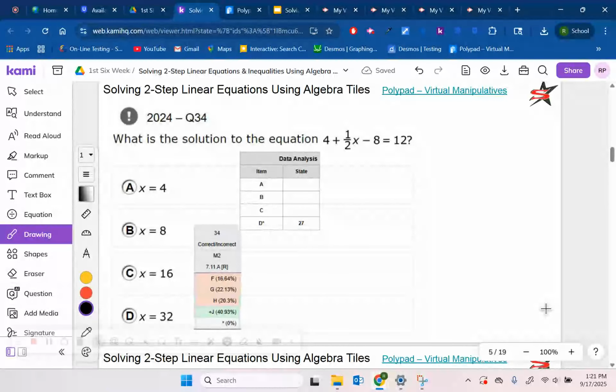Okay, question 34 from the 2024 test. I keep talking about using those tiles, and I do mean it. I'm going to use a combination of tile and picture. We got 4 plus a half x minus 8 equals 12. So this is what it might look like.